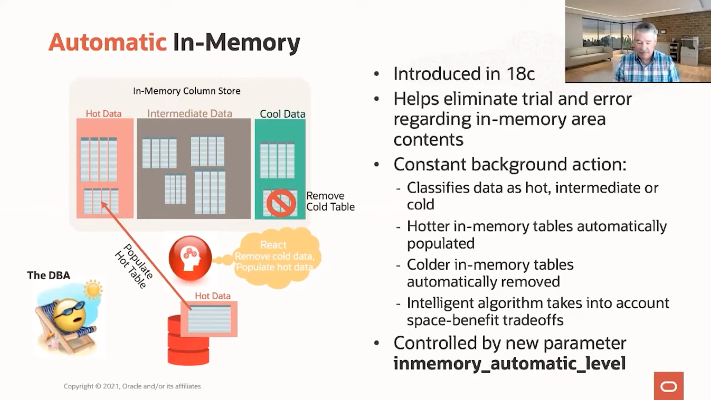Plus, we have the in-memory advisor. We've talked about how you decide what objects to populate in the column store, and what better way to figure that out than to let the database figure it out for you, based on what objects are actually being accessed by your applications. So that's the gist of it. There is an in-memory automatic level parameter that controls this.